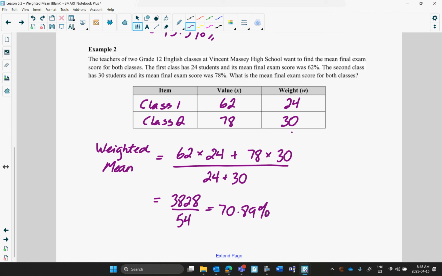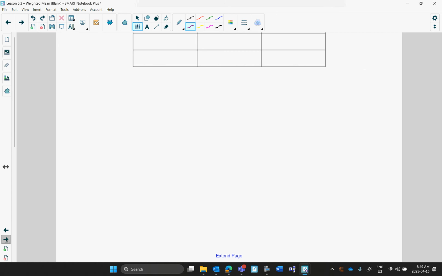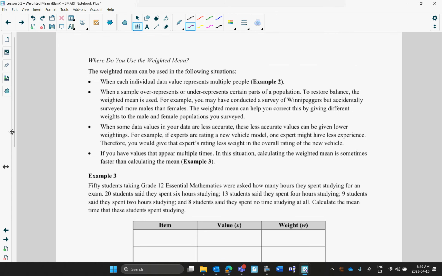Which makes sense because it should be higher than just averaging the 2 classes. It's not much higher. If there were even more students in this class, this would go even higher. So really, it's just a matter of recognizing when you have to do a weighted mean and applying the formula. Unless it specifically says, do one or two.